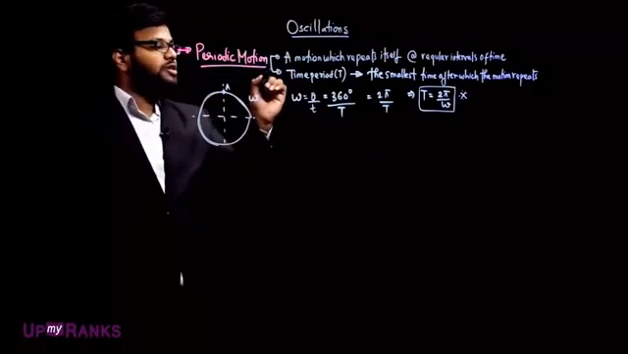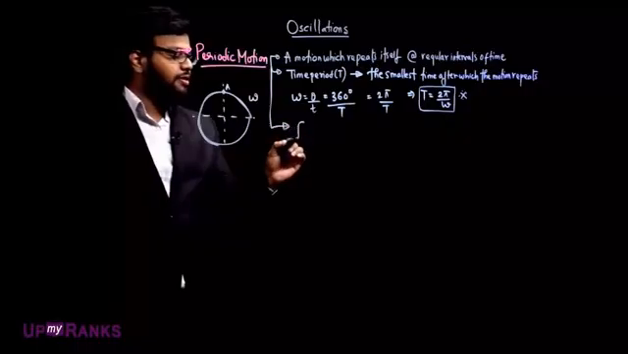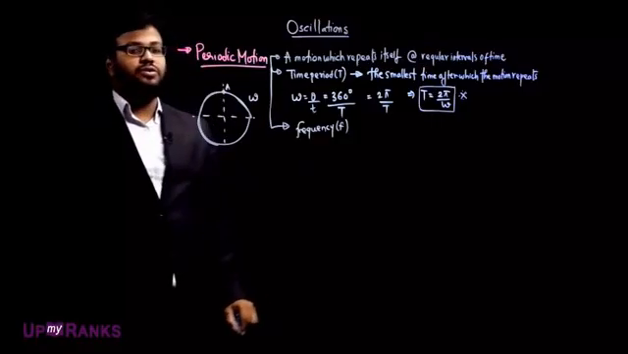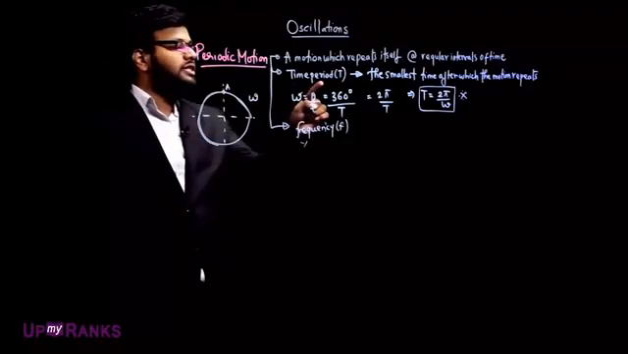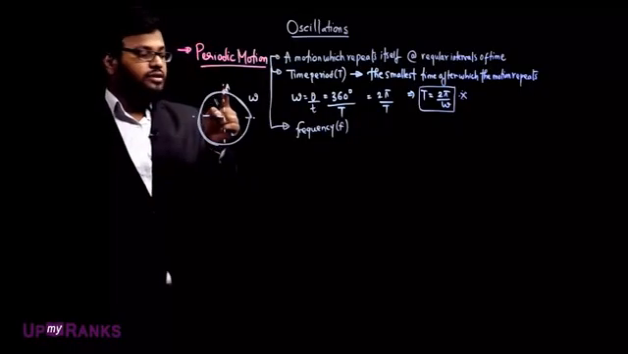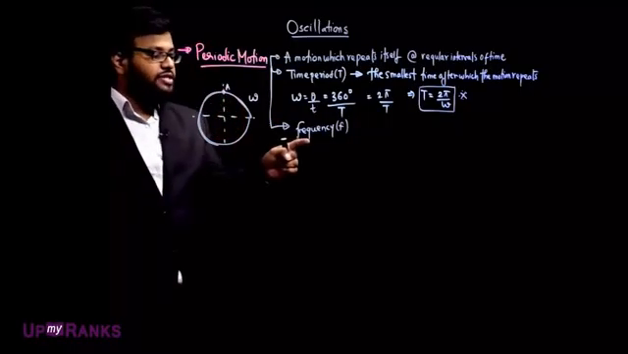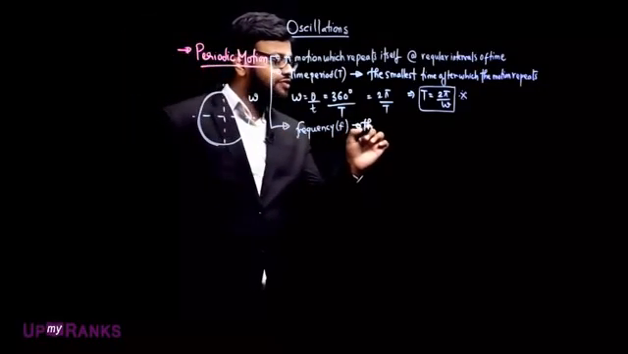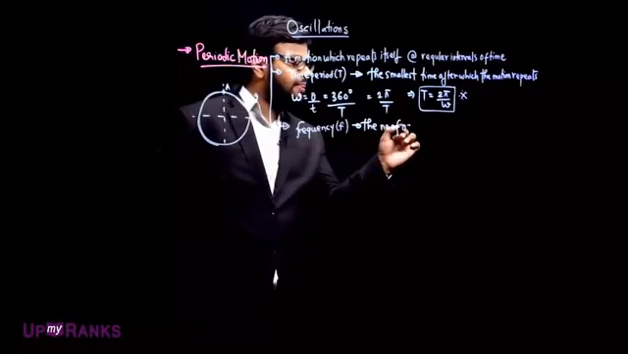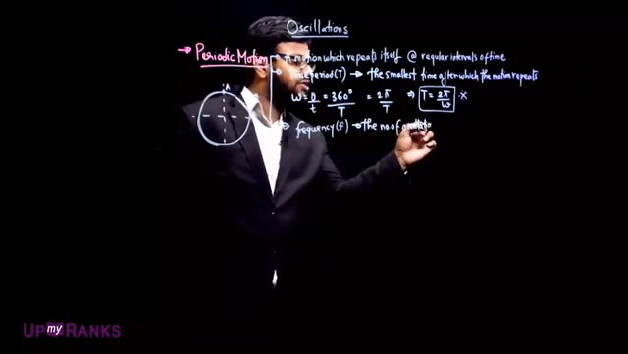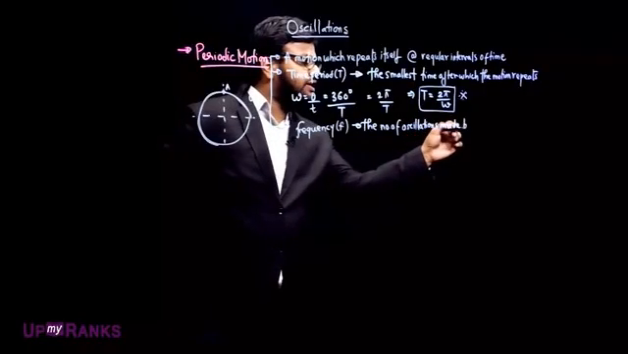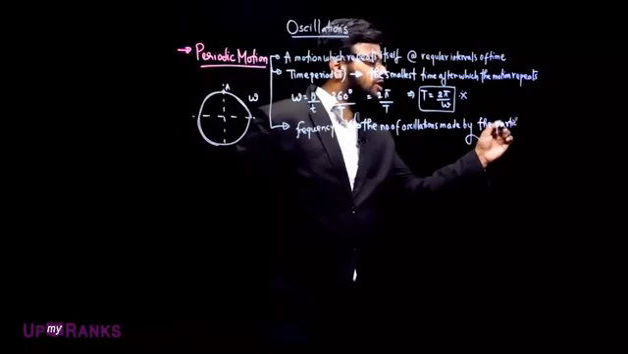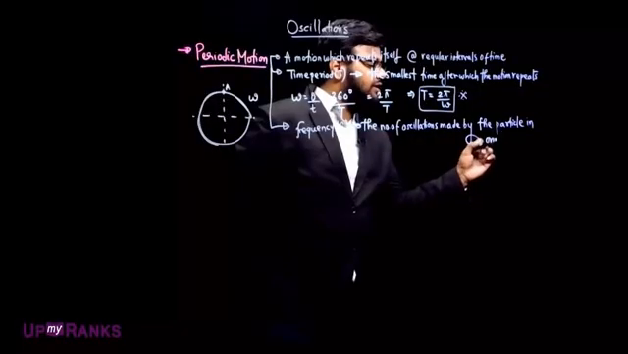Now one more parameter that comes in periodic motion is the frequency. Frequency is the reciprocal of time period. So how do we define frequency? Time period is the time taken by the particle to complete one full circle, one complete oscillation. Frequency is the number of oscillations made by the particle in 1 second, or in a unit time. That will be called frequency.